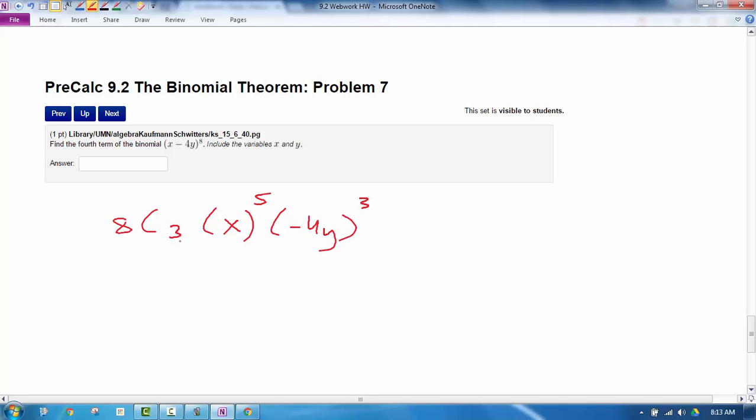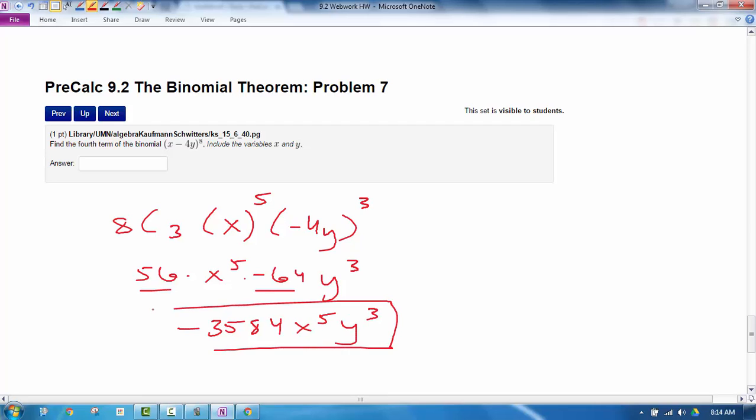We have to multiply this out. So if you do this in your calculator, 8c3, you get 56 there. This is x to the 5th. Negative 4 to the 3rd power is 64, so this is negative 64y cubed. So I can multiply these numbers together, and that gives me negative 3,584 x to the 5th y cubed. There's my answer right there.